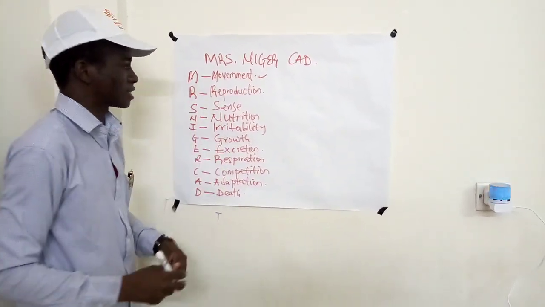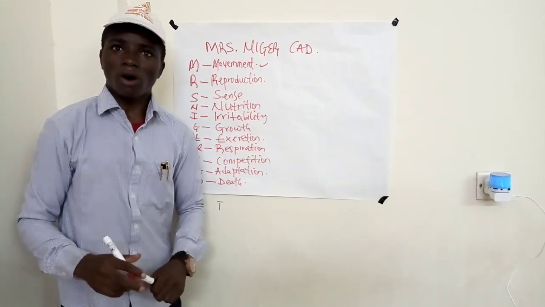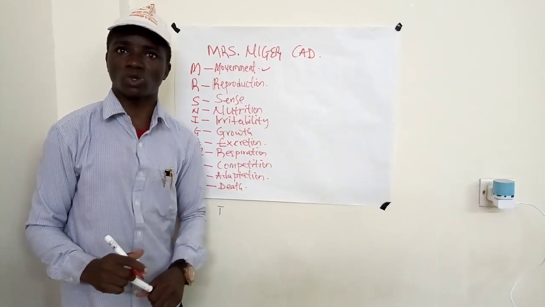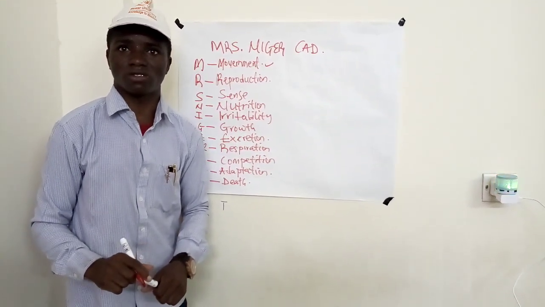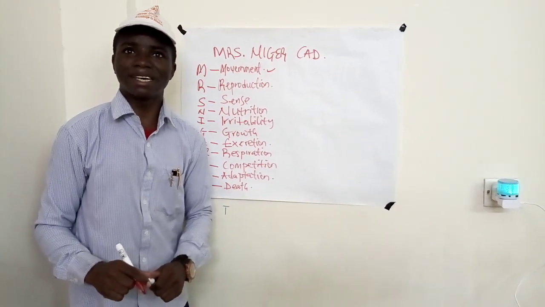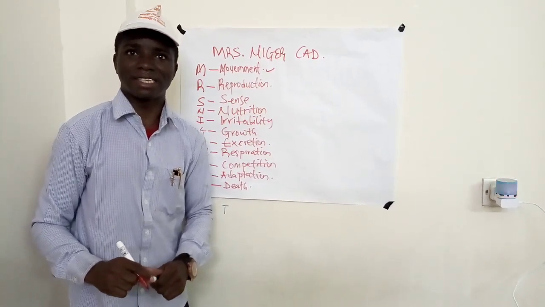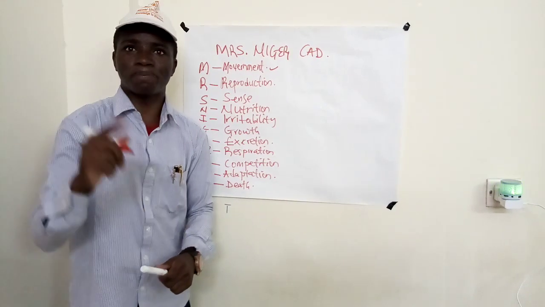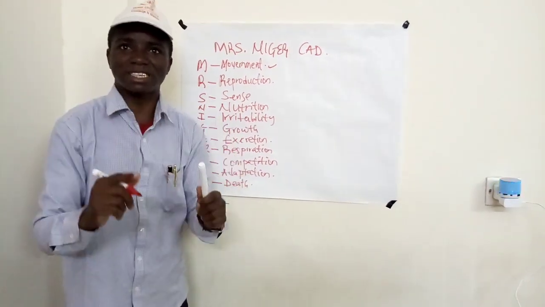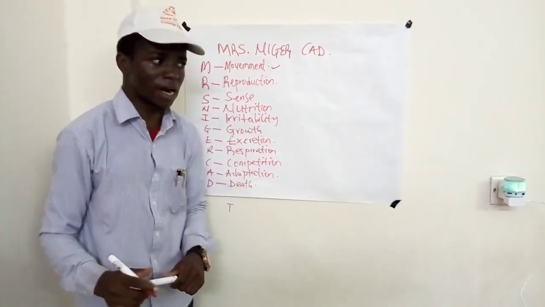The second one is reproduction. All living things have the ability to reproduce new ones. That is, a man gives birth to a baby, and also bacteria can replicate and divide themselves in order to give birth to the young ones.